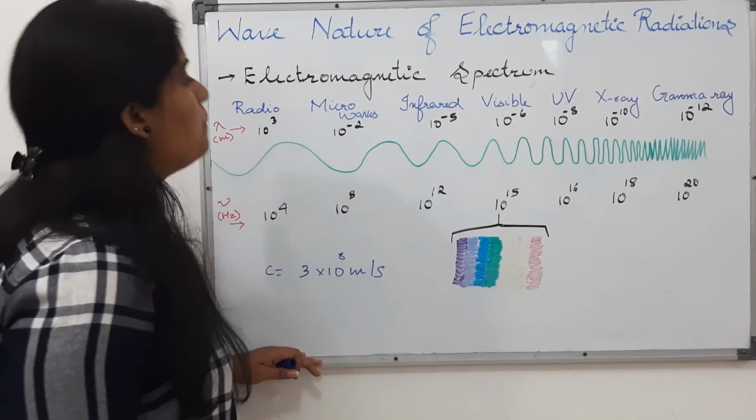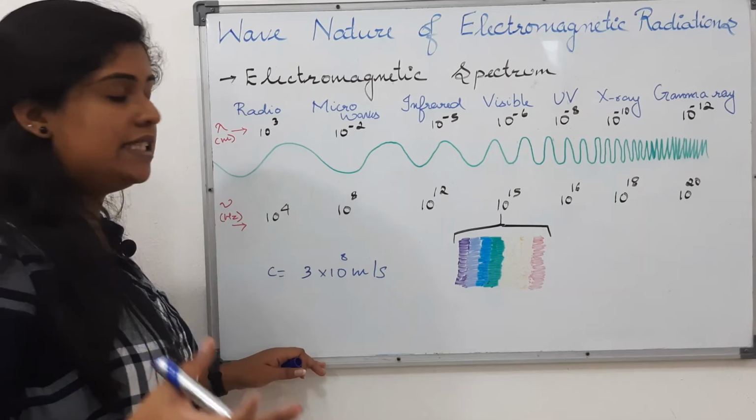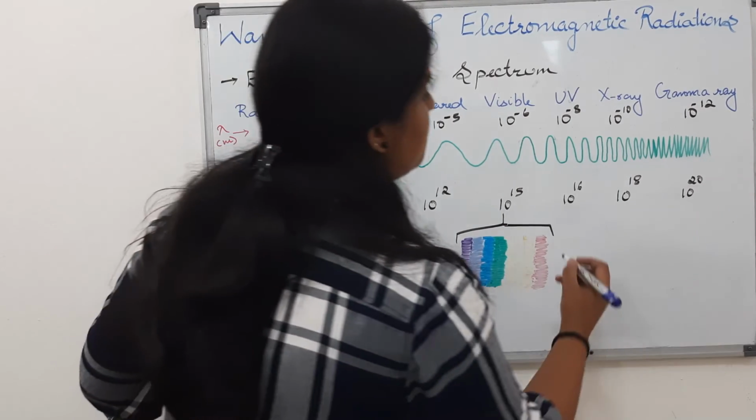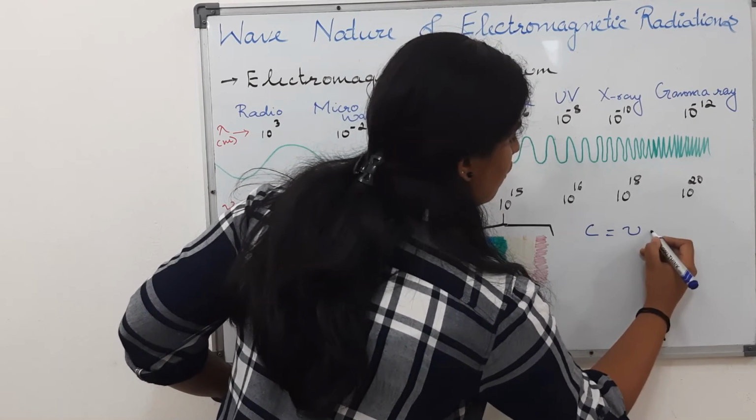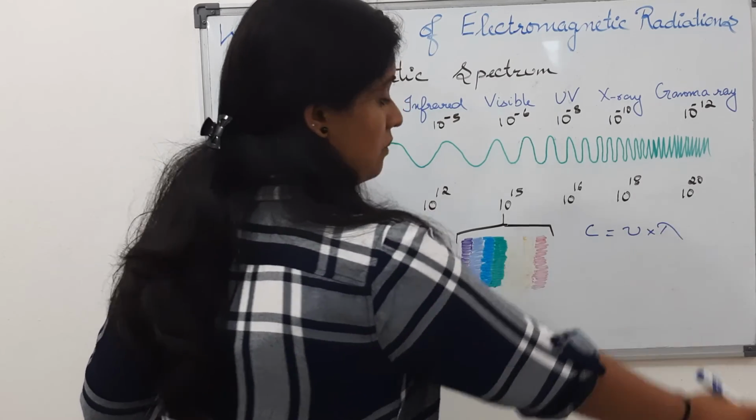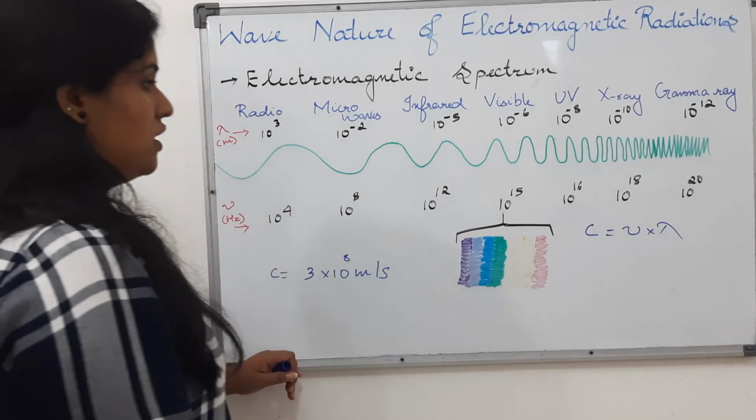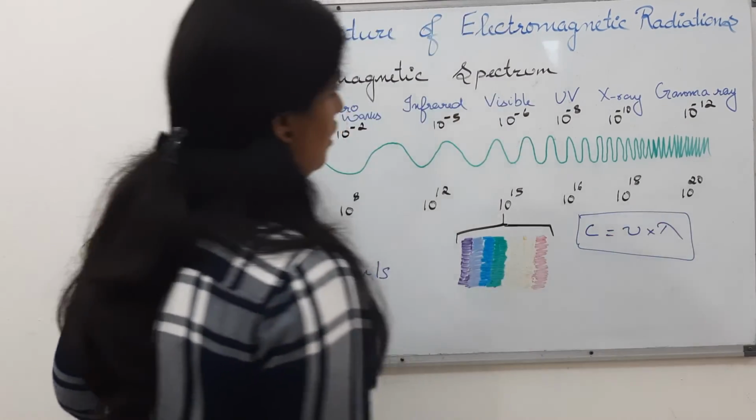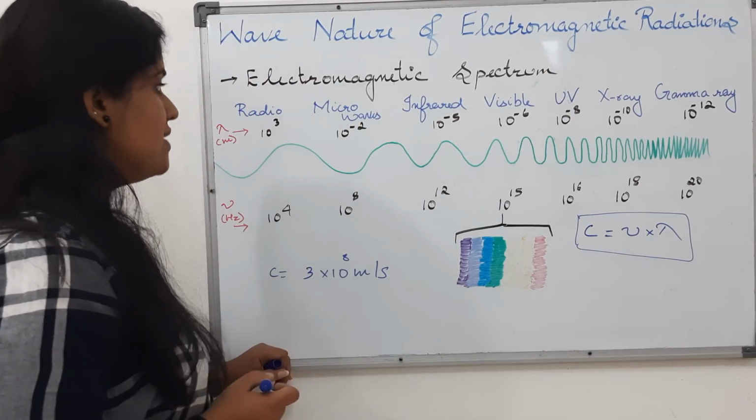And now, using the speed as a constant, I have a relation that relates my wavelength and frequency. That is, the speed of the wave c can be written as the product of wavelength and frequency. My speed is nu into lambda, that is frequency into wavelength. So this is an important equation that comes under the wave nature of electromagnetic radiations.